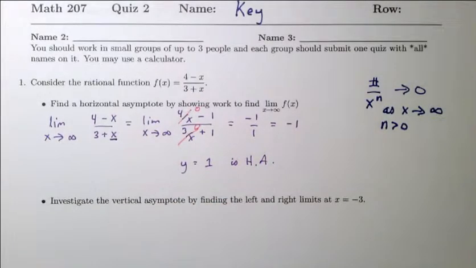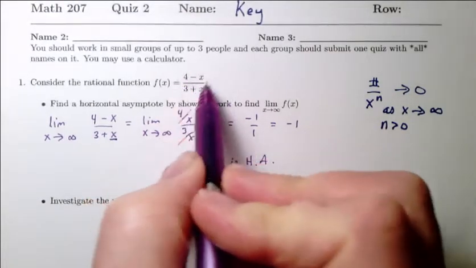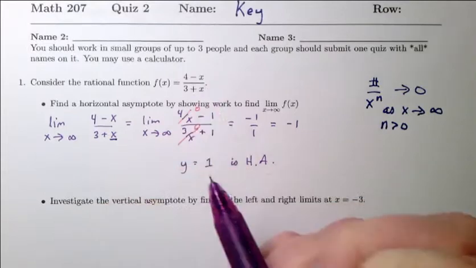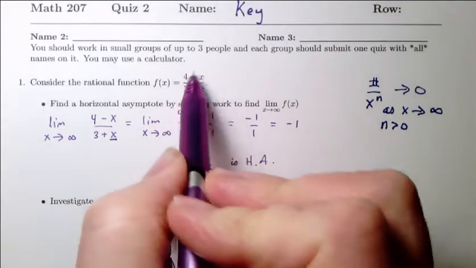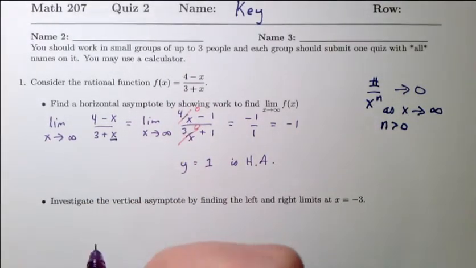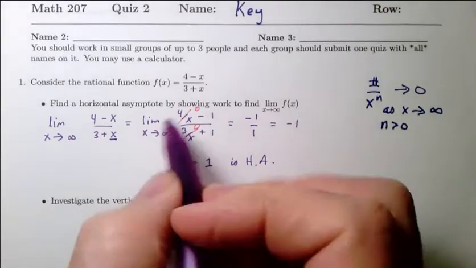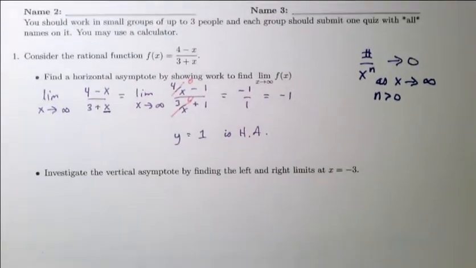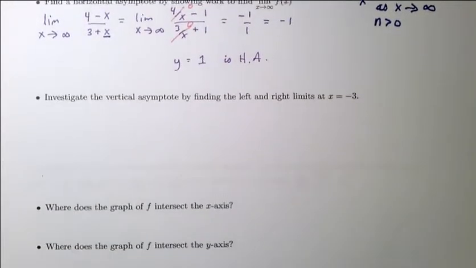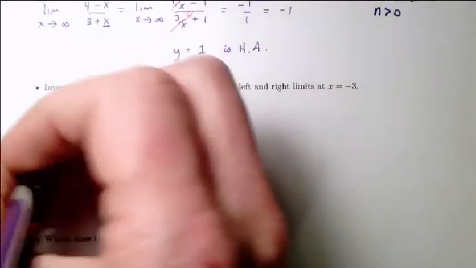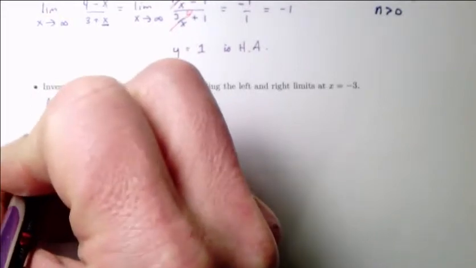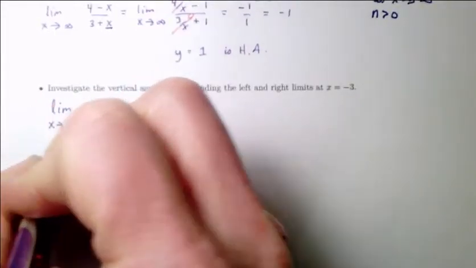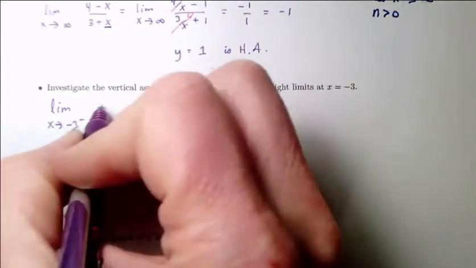Vertical asymptotes. Vertical asymptotes occur where I have a number in the numerator, a non-zero number, divided by 0 in the denominator. Of course, the denominator here is 0 as x gets close to -3. So we want to look at the left and right limits as x gets close to -3. And we'll start from the left.